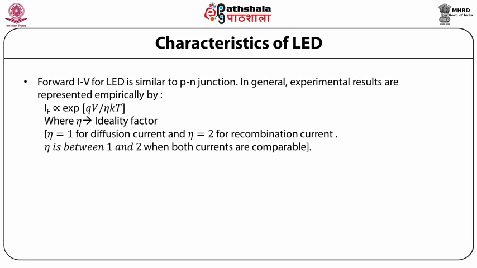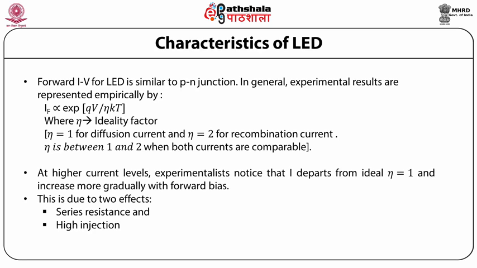The forward IV for an LED is similar to a PN junction. In general, experimental results are represented empirically by I_F proportional to exponential of qV by eta kT, where eta is the ideality factor. It is equal to 1 for diffusion current, equal to 2 for recombination current, and between 1 and 2 when both currents are comparable.